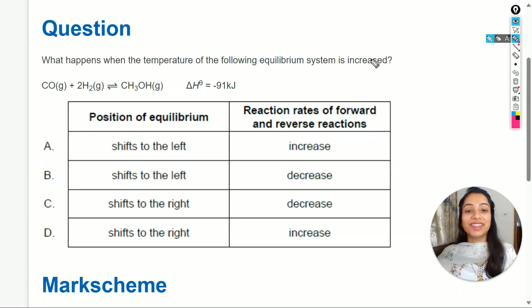Hello dear students, in this video we are going to solve this question. Let's see what happens when the temperature of the following equilibrium system is increased. So the general chemical equation is given and the enthalpy change is given.